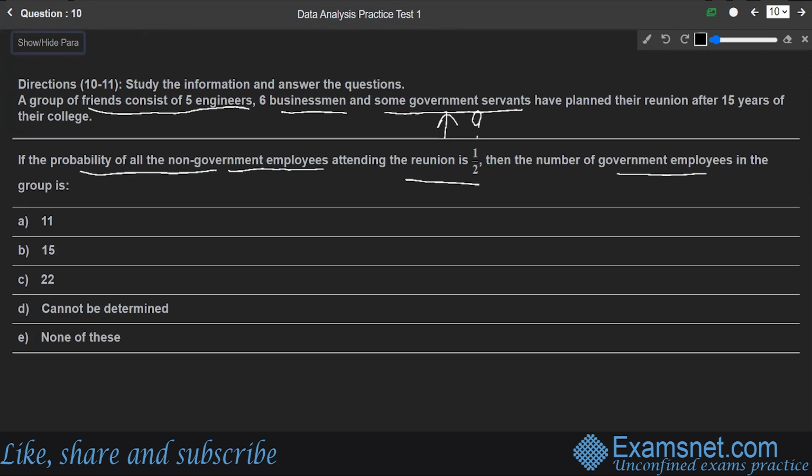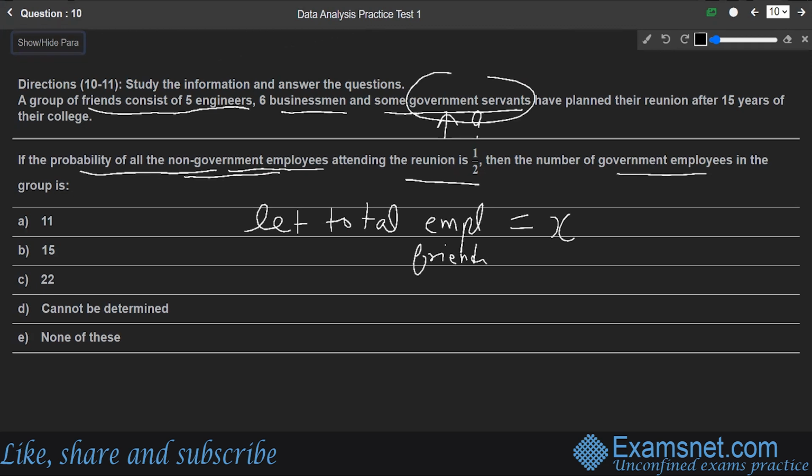Okay, if we do that, let us assume the total number of employees, because we have not got the data of government servants, so we cannot exactly find out the total number of employees. So what we can do, let the total employees, or rather the total friends, be X. Now he's saying the probability of a non-government employee is 1 by 2.